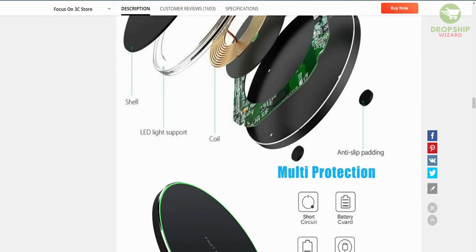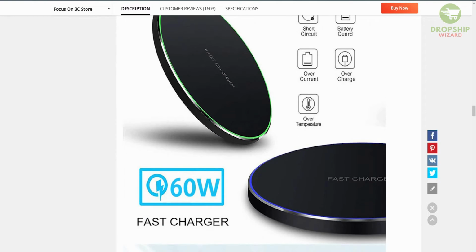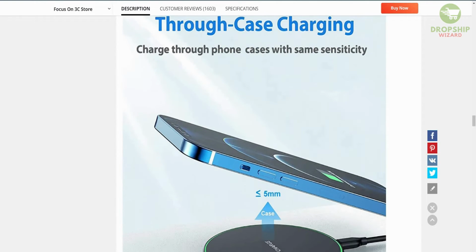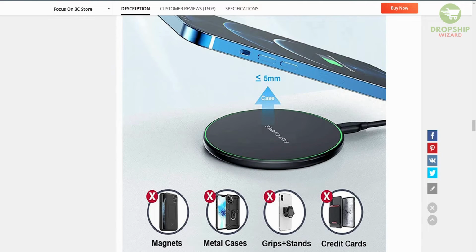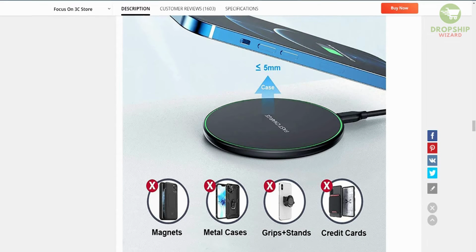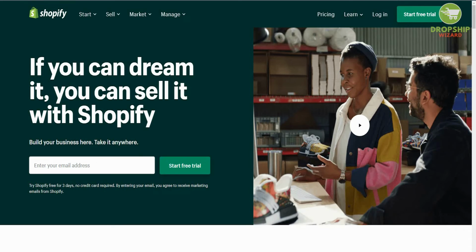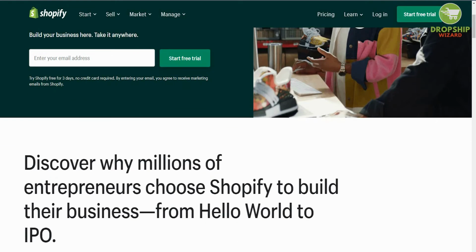So once you have done all of these things, you've selected your product, you've done your research, you've bought your product, you understand where it's coming from, then you head over to Shopify.com. Now, Shopify.com is where you can dream and make it a reality, and you can start selling with Shopify. All you need to do is one simple step.